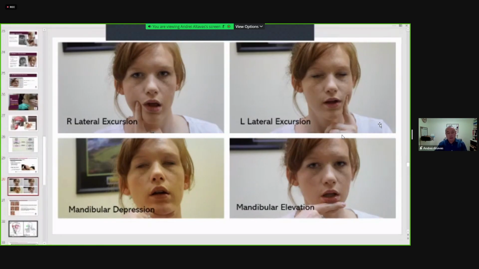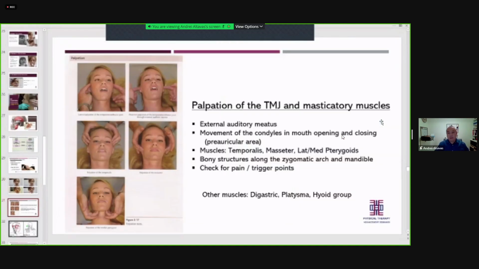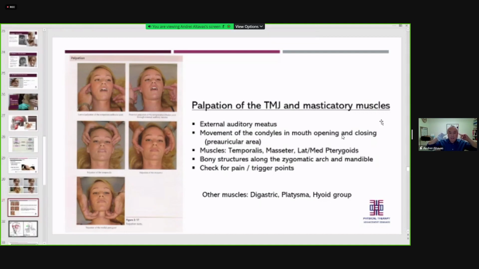You have to determine when to give these exercises to your patients. Okay, so palpation of the TMJ and masticatory muscles. We need to know landmarks, okay? So your external auditory meatus, basically that's your inner ear, okay? So the opening of your ear. You document this in your initial eval, okay?